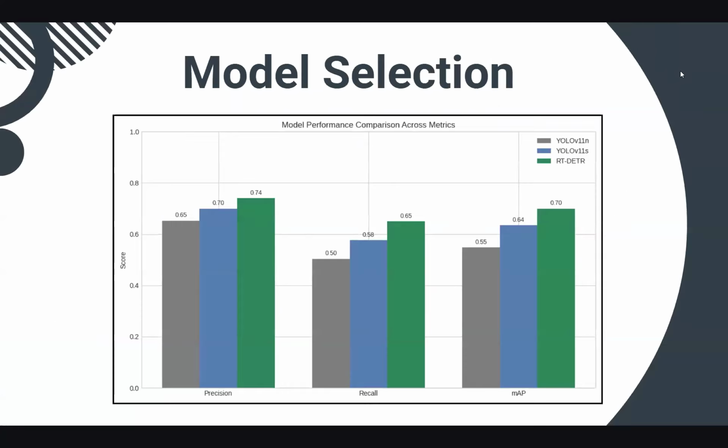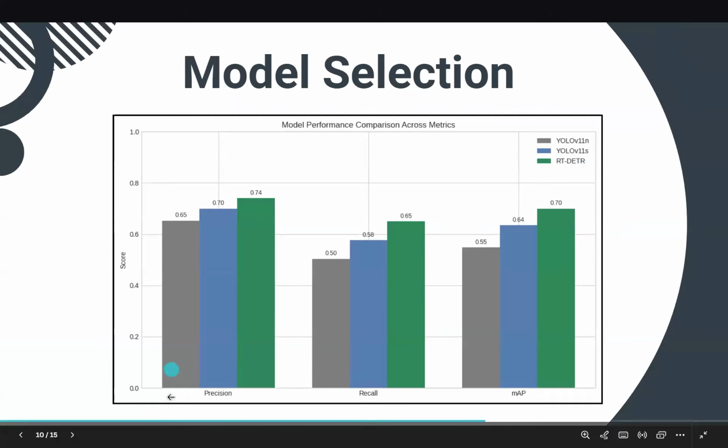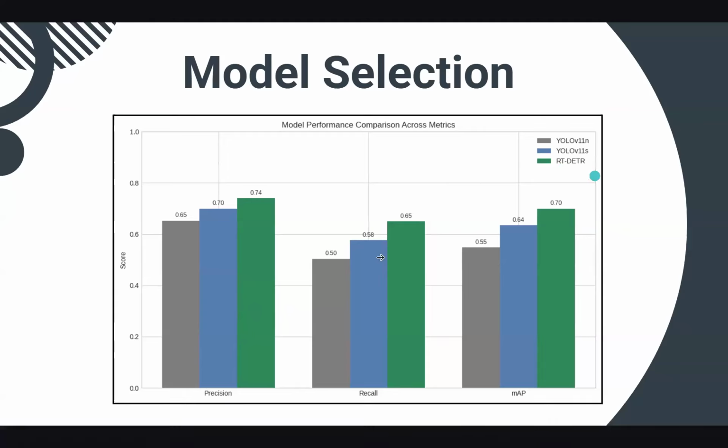For model selection, firstly, like I said, we went through multiple lightweight models. We tested YOLO 11 Nano, YOLO 11 Small, and RT-DETR. Between them, we compared the precision, recall, and mean average precision. As you can see here, RT-DETR, which is a transformer-based model, has a slightly higher percentage under the same amount of resources. Again, this was done on a local machine without a GPU.